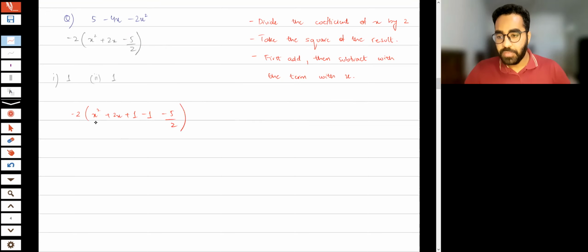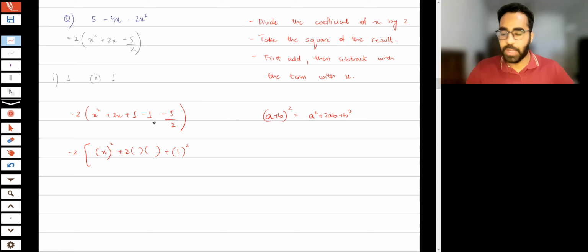I have to take the first three terms and apply my identity, the first or the second. Since the coefficient of x is positive, I'll be applying the first identity, which is (a plus b) whole squared equals a squared plus 2ab plus b squared. How do I apply it? Here a squared would be x squared, plus 2ab, leave these blank, plus b squared would be 1 squared. Then -1 minus 5/2, use a calculator to find this value. -1 minus 5/2 is going to give you -7/2.